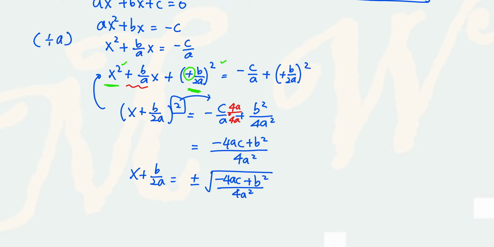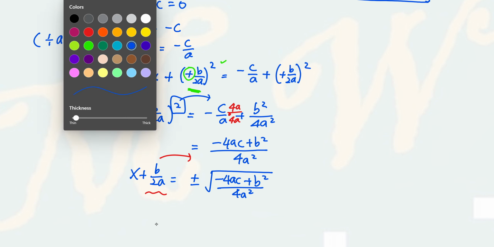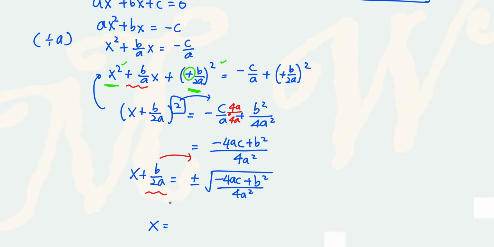Okay, then you will just need to move this plus b over 2a to the other side. Then that will be your solution. When you move the plus b over 2a to the right side, it's going to be minus b over 2a, then plus minus square root. Okay, just for information, this square root should cover the whole term. Alright, so here is the square root of b squared minus 4ac over 4a squared.